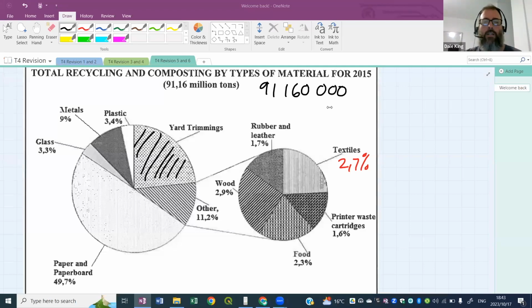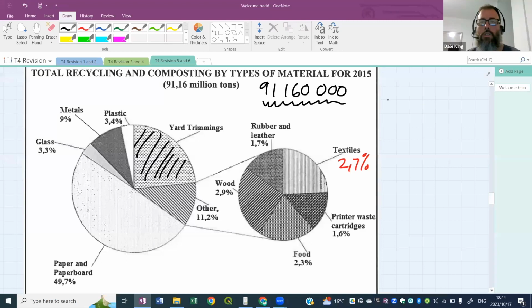Good job. Good. Yes, well done. Tanda, just check your decimal point there. It might be 1,000 separator, I'm not sure. But let's try this one out. So the plastic is 3.4% of the total. The total is 91.16 million, which is why we need this whole value written out eventually.